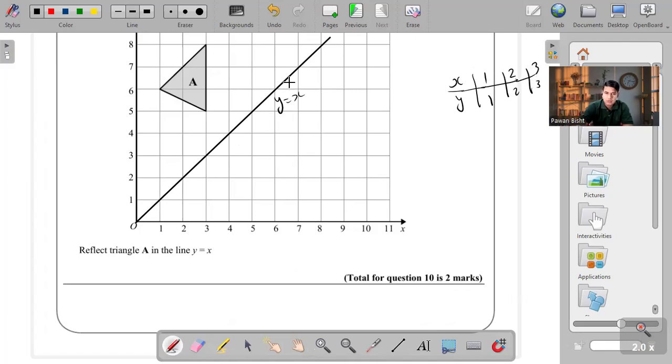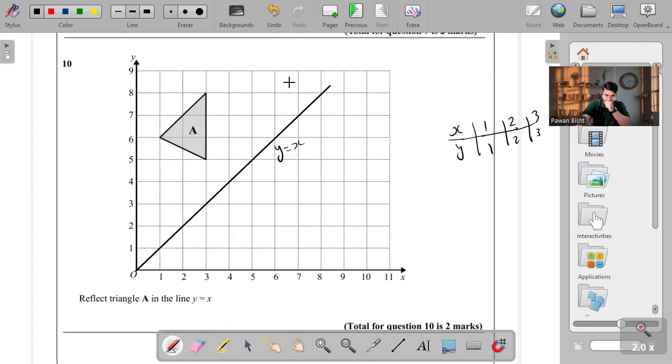Now how to reflect along this when it is not vertical? We have to go diagonally. If you see, this point is along this, so we go diagonally opposite. So this point will be this. Understand? We are going diagonally. Okay, this point will be this.